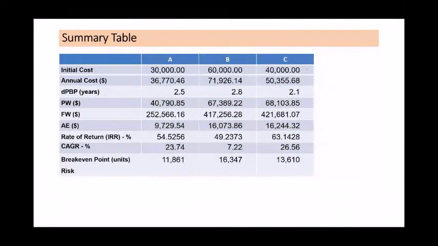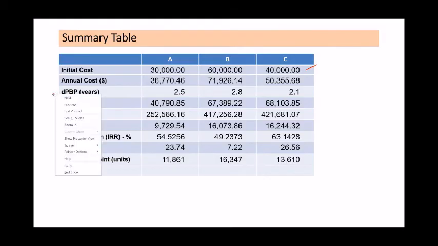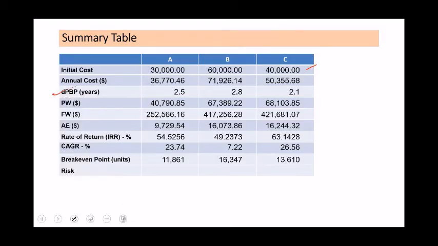So we have the initial cost here, and then we have the annual cost that we are going to compute. But here we have already the discounted payback period based on the table. And then we have the PW, FW, AE, IRR, CAGR. We discussed already how to compute those things. So you need to compute per alternative and then put that in a summary table. Now, the only thing that we did not discuss yet are the annual cost and the break-even point.